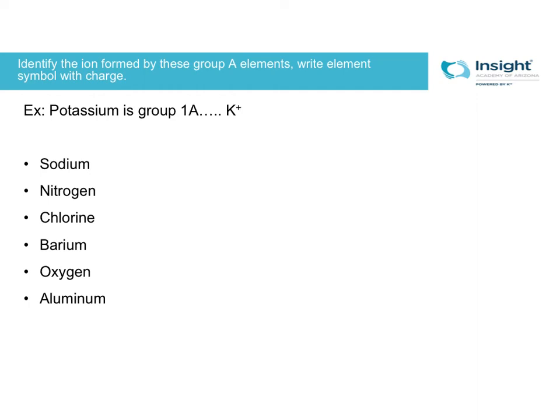So go ahead, use your new knowledge and tell me what kind of ion chlorine and barium will make. So chlorine is in group 7A, so that means it'll make a -1 charge. Barium is in group 2A, which means it'll form a +2 charge.